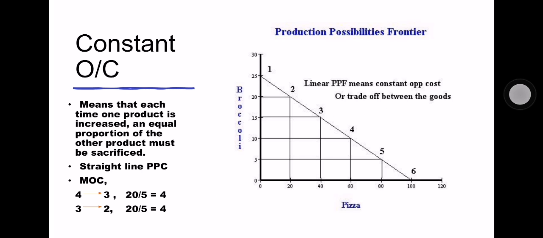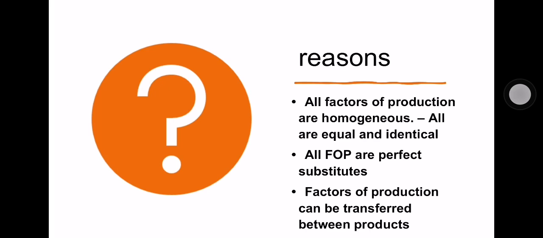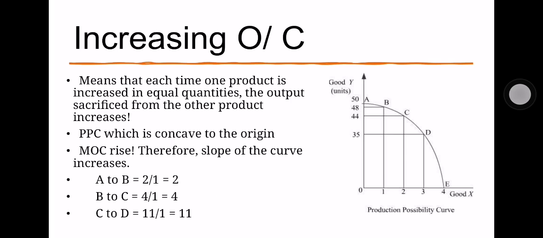Now just think, I told you the same resources used in pizza will be used in broccoli. Therefore, you can use those instead of using those resources to make pizza. Now you can use it to make broccoli without any issue. And then factors of production can be transferred between products. Since they are substitutable, they can be transferred between the two products. Alright, so those are the reasons for a constant opportunity cost curve.